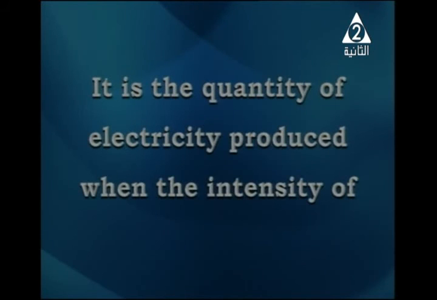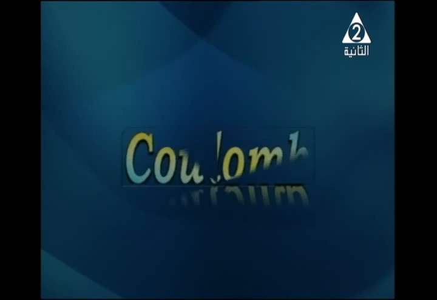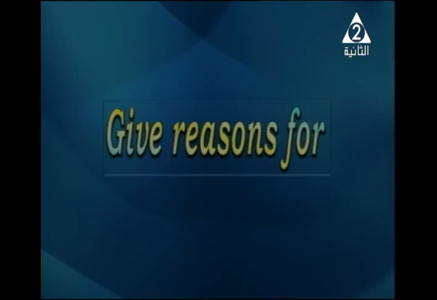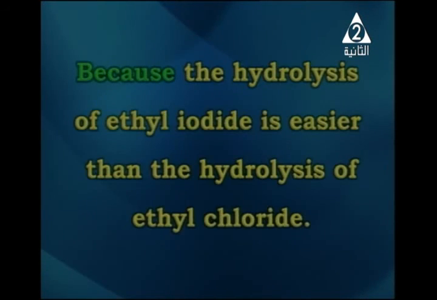Next point, it is the quantity of electricity produced when the intensity of the electric current is 1 ampere passes through any conductor for 1 second. If you think about it, yes, the answer will be Coulomb. Next type of question, my dear student. Give reason for: ethyl iodide is preferred to ethyl chloride in the preparation of ethanol. The reason for that is because the hydrolysis of ethyl iodide is easier than the hydrolysis of ethyl chloride.